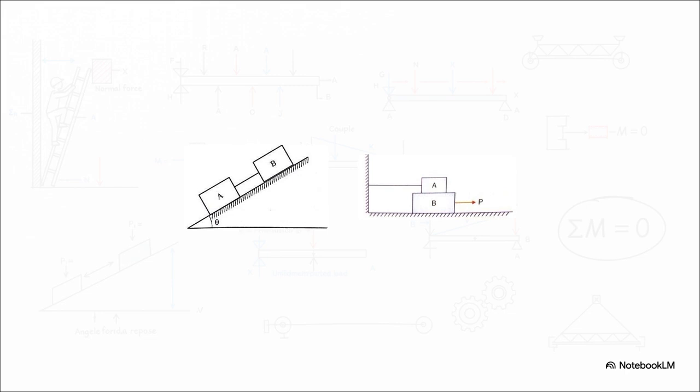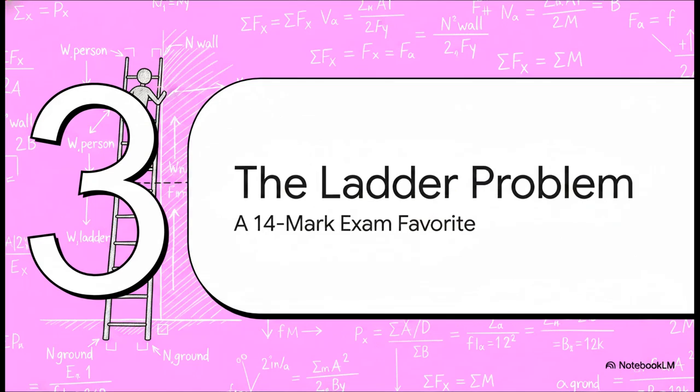In that first setup, blocks A and B are connected on a slope. In the second, block A is sitting right on top of block B while a force yanks on it. You cannot, I repeat, cannot, treat them as one giant combined mass. You've got to draw separate free body diagrams to see how the friction of block A specifically pushes back against block B. Which brings us to Section 3, the ladder problem.